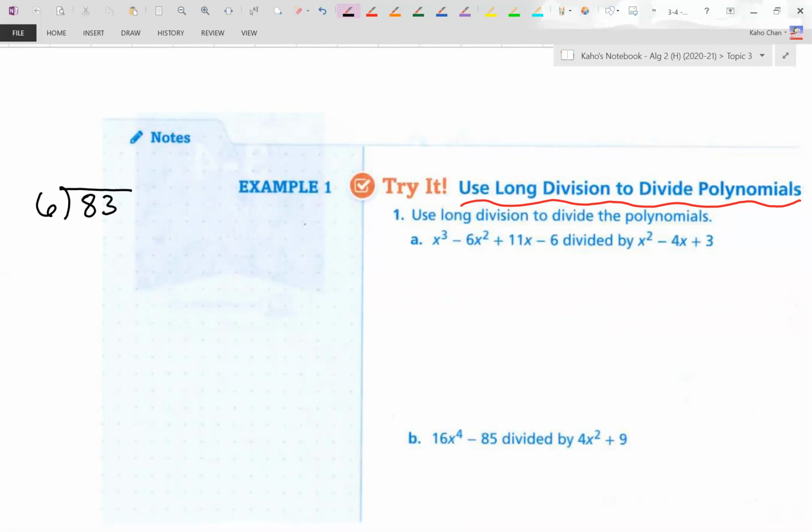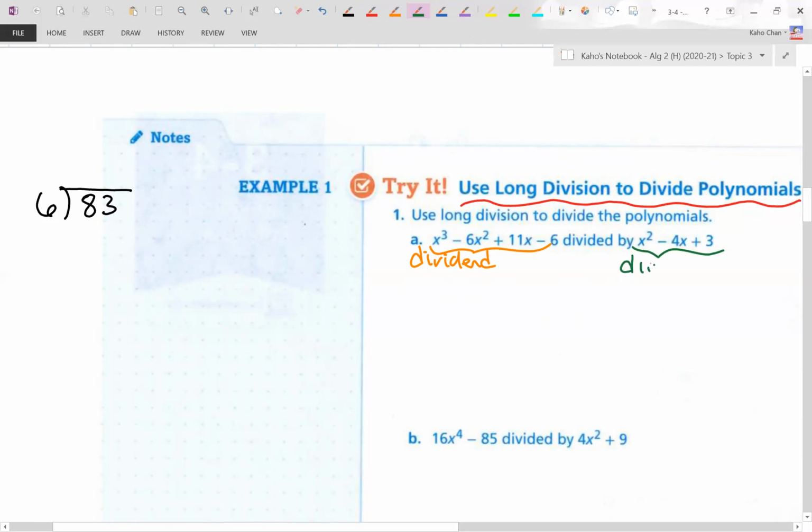Use long division to divide the polynomials, in this case, x to the third minus 6x squared plus 11x minus 6 divided by x squared minus 4x plus 3. So kind of like when I set up 6 dividing into 83, we're going to do the same thing here with these polynomials. I'm going to take the dividend, this part right here, and I'm going to divide by the divisor over here. And I'm going to set it up like long division that we see off to the left.